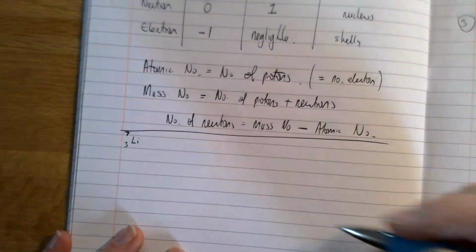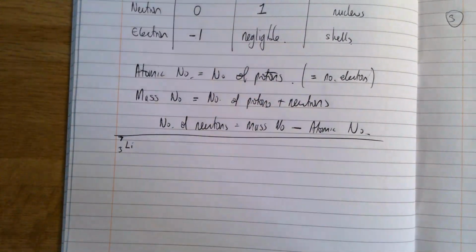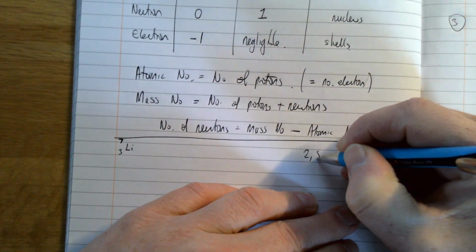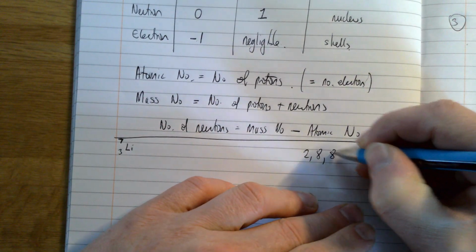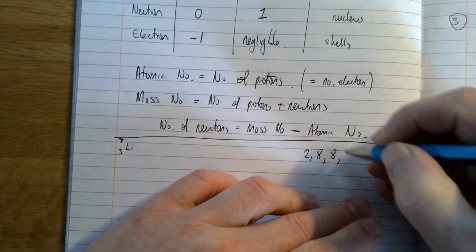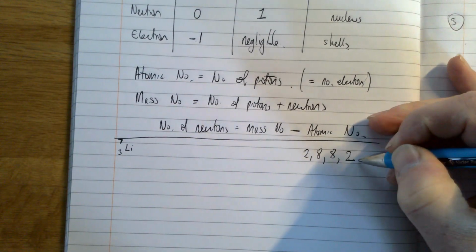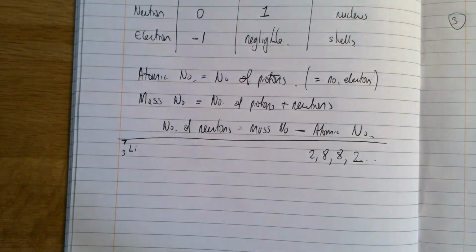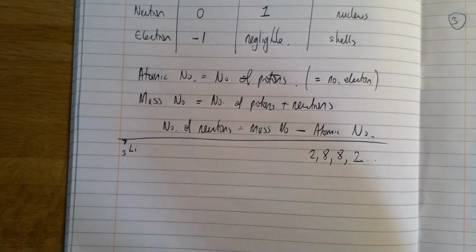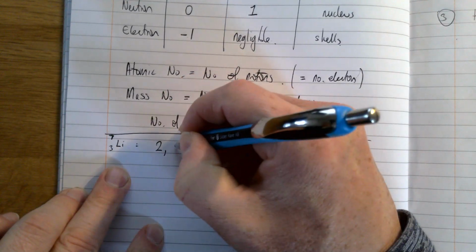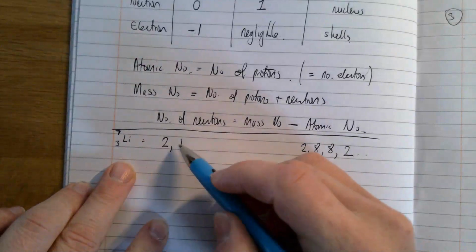You can work out where they are because electrons always fill from the first shell, and the maximum you can get in the first shell is 2. The maximum you can get in the second shell is 8. The maximum you can get in the third shell is 8. And you don't need to worry too much about anything in the fourth shell. The maximum you're going to see at GCSE is up to 2 electrons in the fourth shell. So if it's got 3 electrons, the electronic configuration is 2 in the first shell and 1 in the second shell. So these would add up to 3.